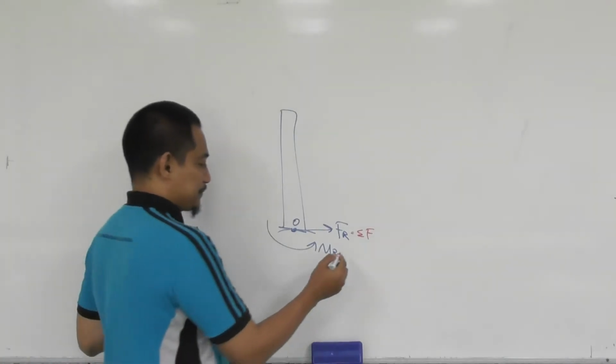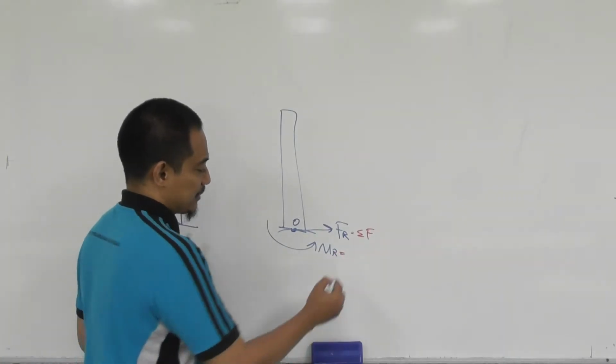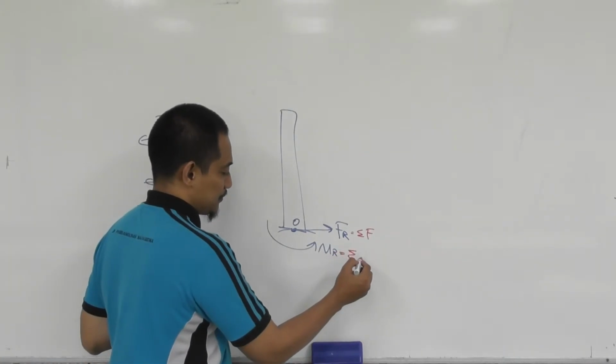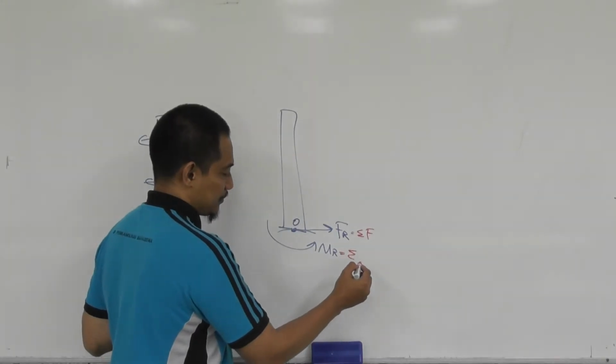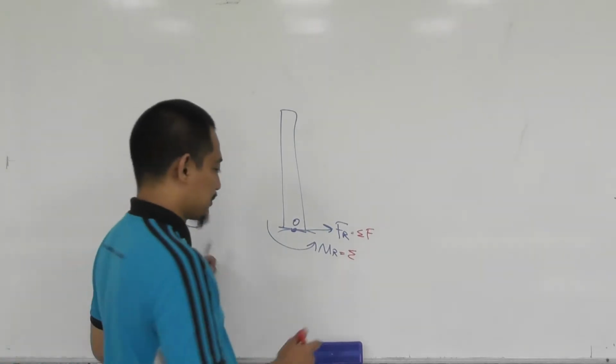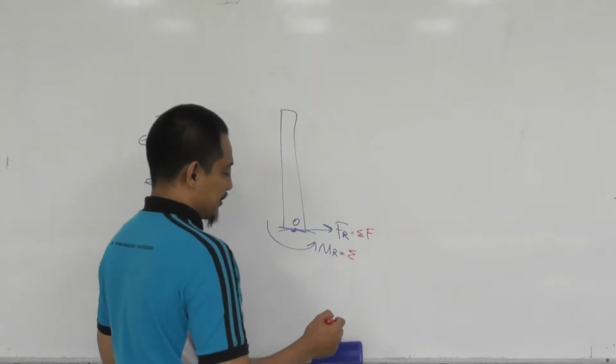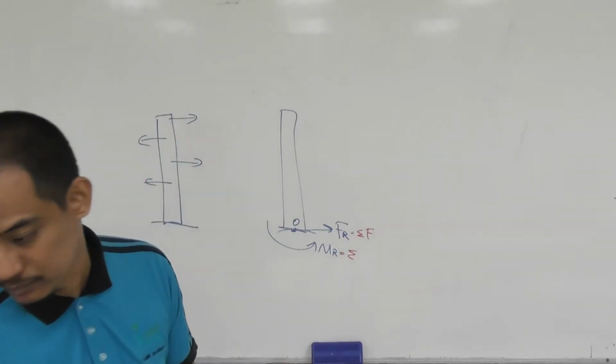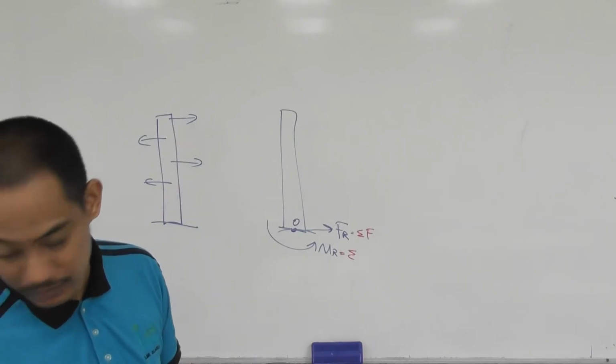What about MR? MR is just the summation of r times d, because we are using scalar. It's basically the summation of moments.